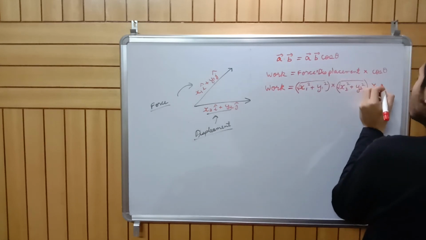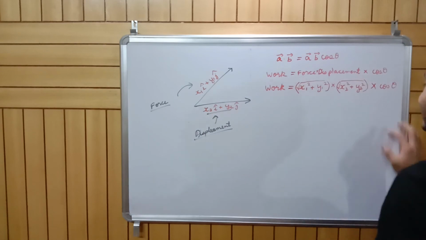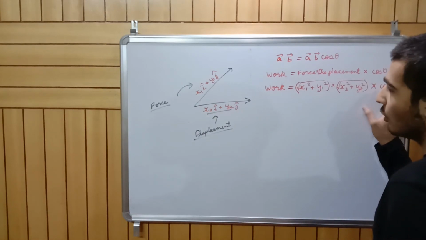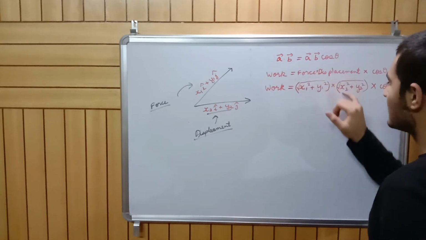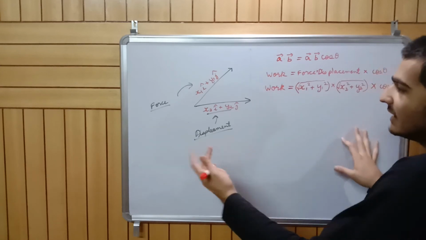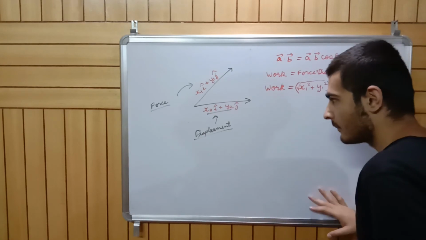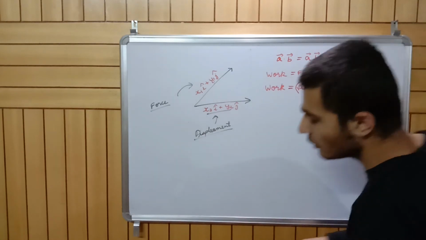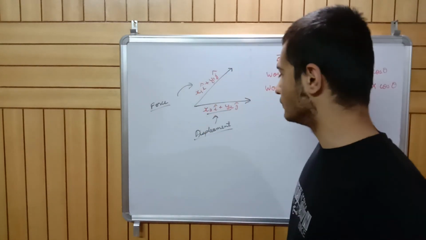Now multiply this by the cos of the angle between the two. This is what will actually cause the whole problem. I've got the force, I've got the displacement, but how do I calculate cos theta? To calculate cos theta, I need to know theta, but I don't have any theta here. Obviously, I'll have to use some trick to find out theta.